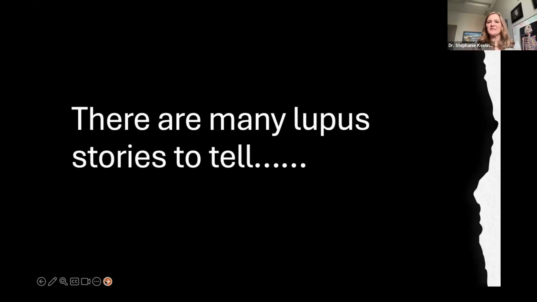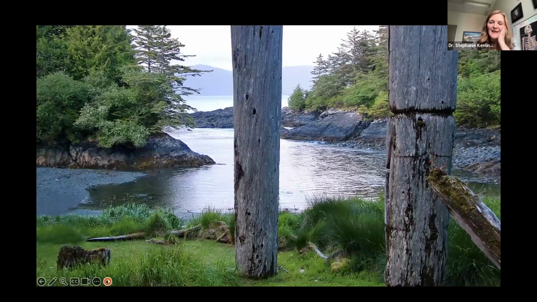variety of ways lupus has affected all these patients that I had the privilege of seeing. So there's a lot of stories that our lupus patients tell. And I want to start by just briefly showing you some of the exposures that I had.